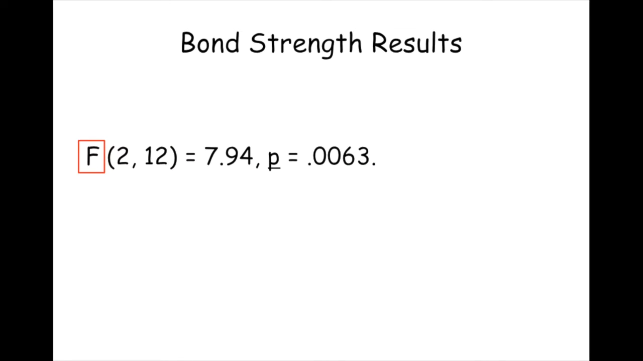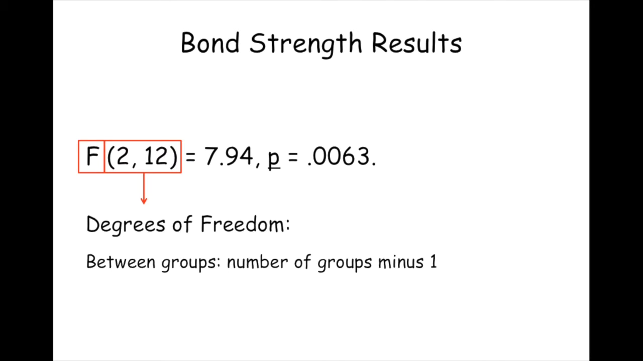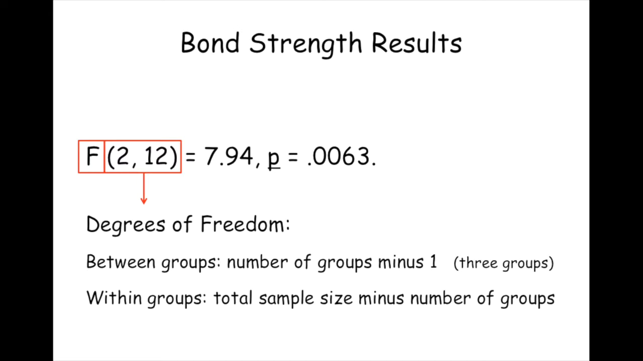The letter F indicates that this was an analysis of variance. For ANOVA, there are two numbers that represent degrees of freedom. The first number is called the between groups degrees of freedom, and it is always equal to the number of groups minus 1. This is equal to 2 because there are three groups being studied. The second number is called the within groups degrees of freedom, and it's always equal to the total sample size minus the number of groups. There are three groups, so if we add that to this number, we get the total sample size of 15.